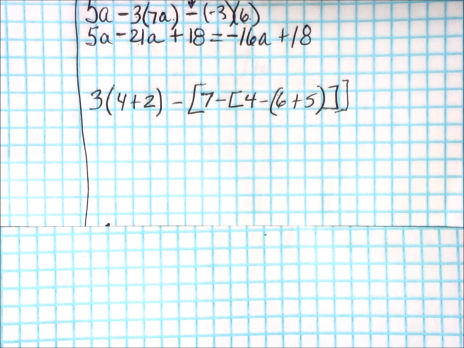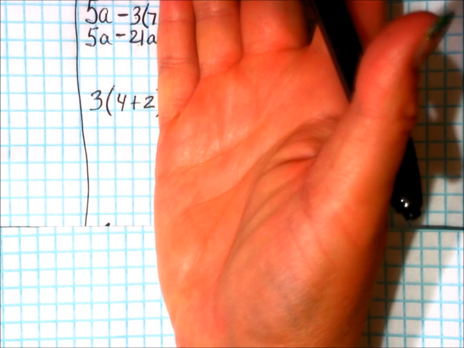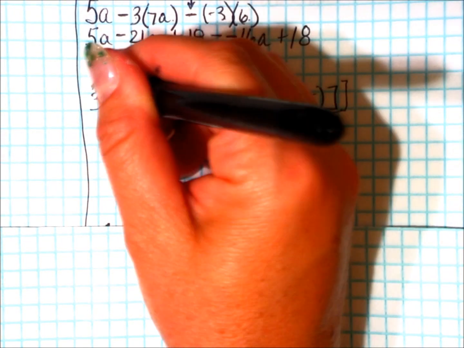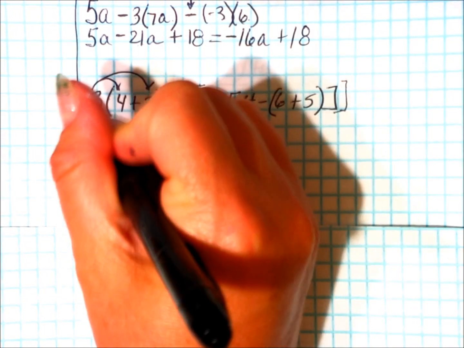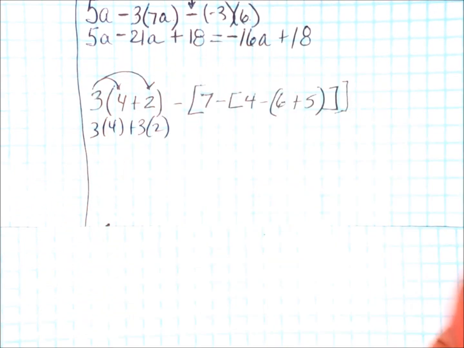This one's a little more involved. This one has a lot of parentheses and brackets and braces. Remember that you're just going to treat them just like parentheses, and you have to start with the innermost parenthesis first. So first I'm going to do this though. This side only has this little piece right here. So 3 times 4 plus 3 times 2. So I don't have to think about that.